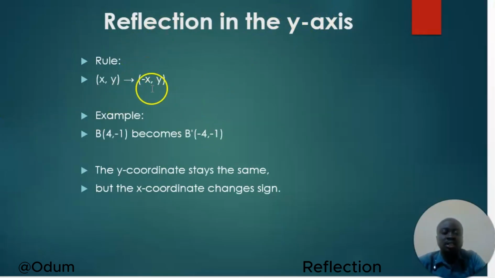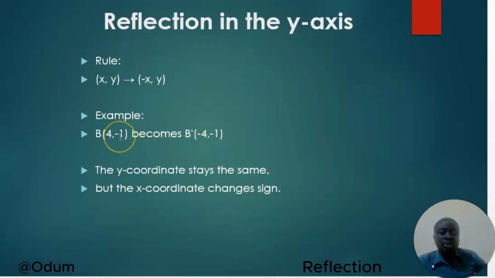Reflection in the y-axis. For reflection in the y-axis, if you have your object or the points, we are going to negate our x, then we maintain our y. So taking an example, we have a point B, which is 4, -1. If you reflect this point in the y-axis, you are going to get -4, -1. So it means that you are maintaining your y, but you negate your x. So the y coordinate stays the same, but the x coordinate changes sign. So that is actually what we're going to do.